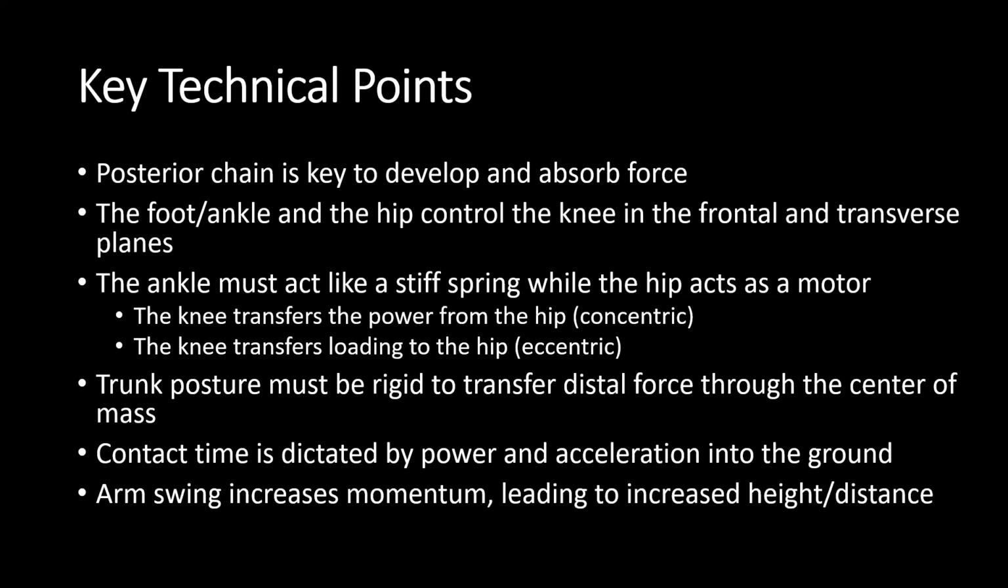And lastly, our arm swing allows us to increase momentum, leading to increased height and distance in the direction of our projection of our jump. So we use our arms to increase the momentum so we can increase really the intensity and the distance, the height that we move our center of mass in our lower extremity plyometric exercises.